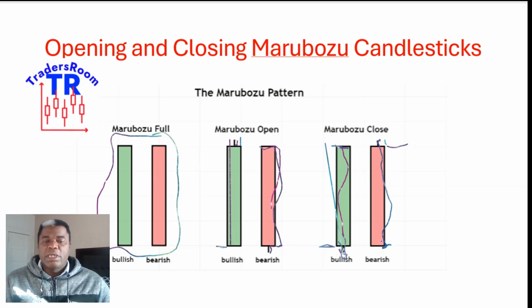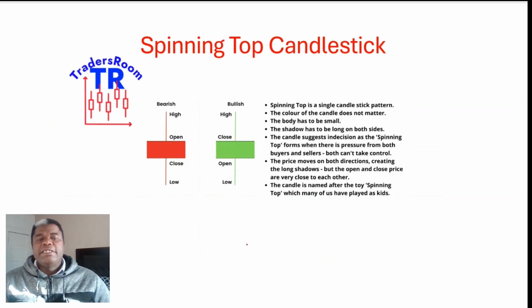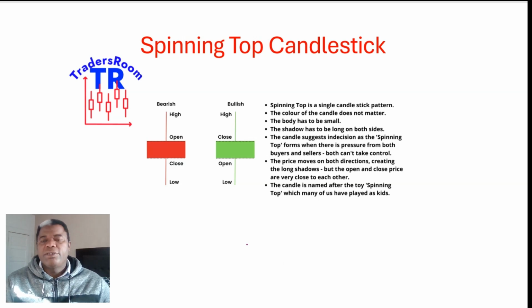So what we find out in these Marubozu close and opening simply means that either the buyer or the sellers had the table with very little effect of what the opposite did on that particular day. So now we will go to another candlestick, which is the spinning top candlestick.